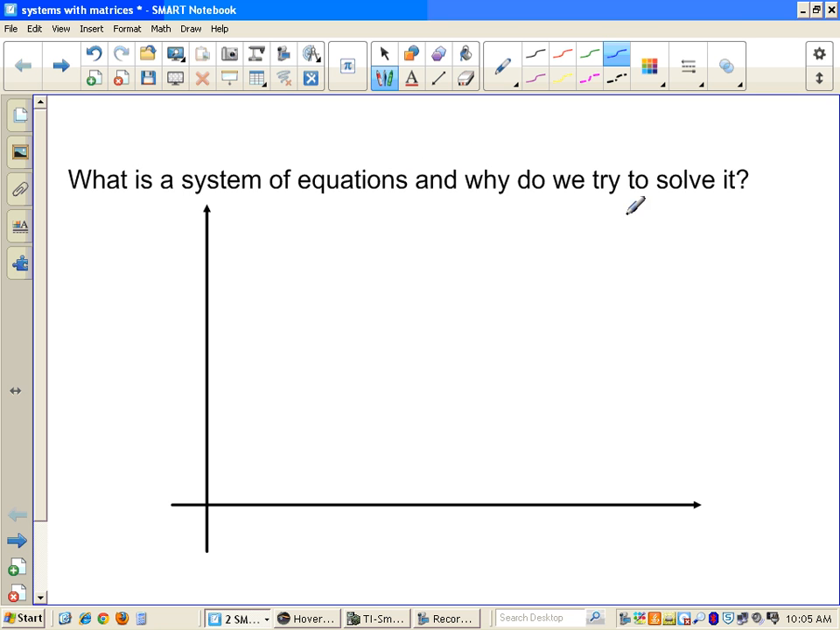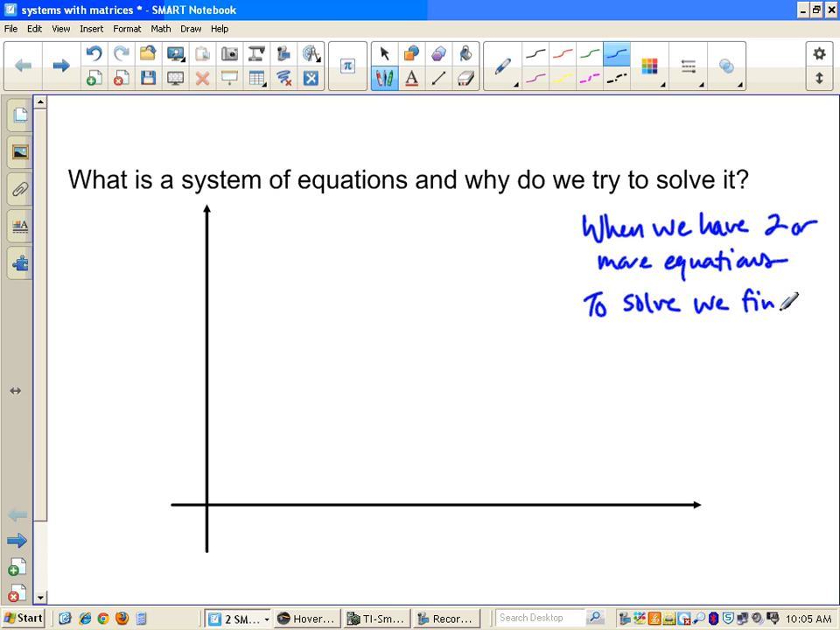So a system of equations is when we have two or more equations at once, and we try and solve it. To solve it, we find the intersection point, or in the case of more than two equations, multiple intersection points. So the solution is called the intersection point. That would be the solution.